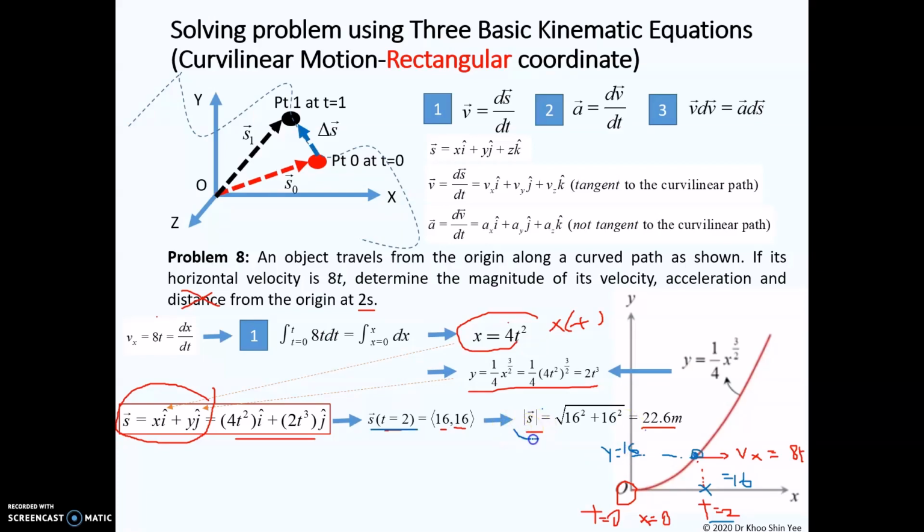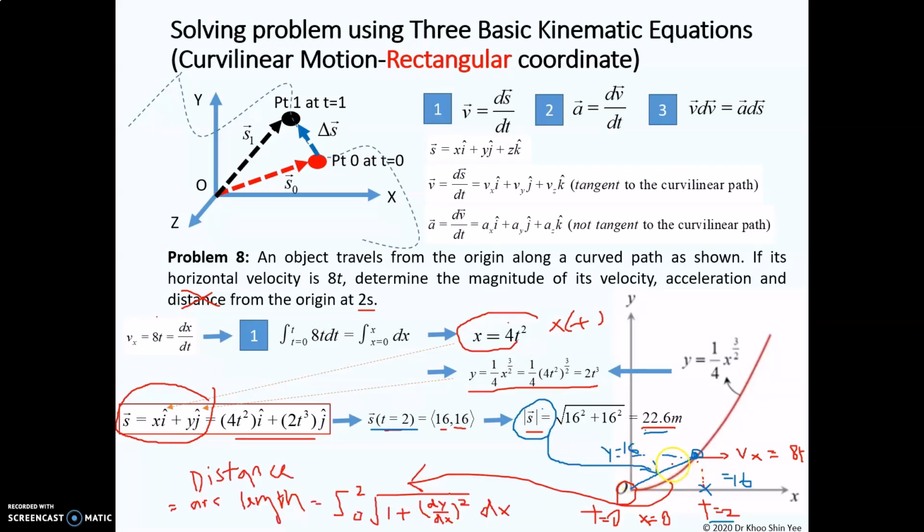And you find the magnitude of displacement to be 22.6, which is the shortest distance from 0 to this point. So this is the magnitude of displacement that you found here. You need to be careful, the displacement that you calculate here is different from the distance here. To compute this distance, you need to use the arc length formula, which is this.